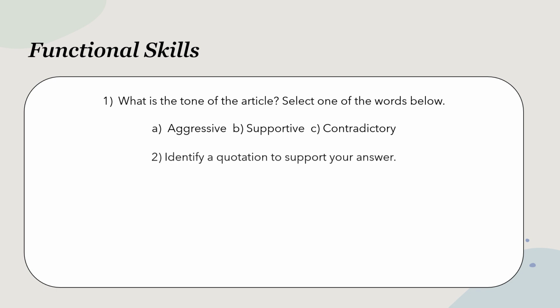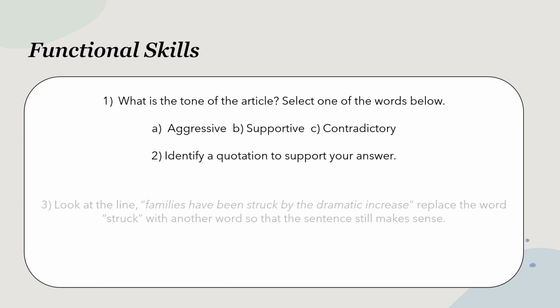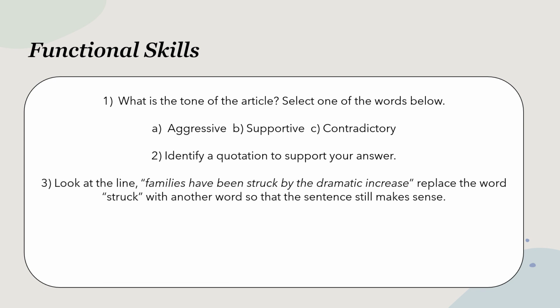Question number 2. Identify a quotation to support your answer. So for example, if you said that the article was quite supportive, you'd need to actually come up with a quotation, so a reference to the text where you use quotation marks and say word for word how you know it's either been supportive, aggressive, or contradictory. Number 3. Look at the line, families have been struck by the dramatic increase. Replace the word struck with another word so that the sentence still makes sense.